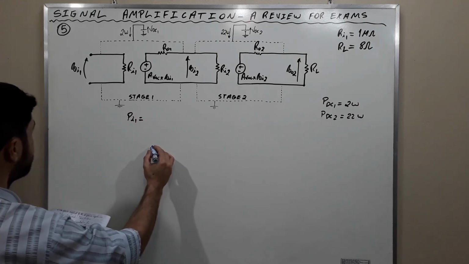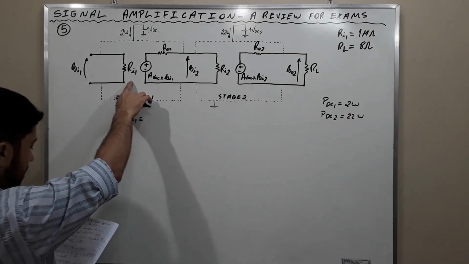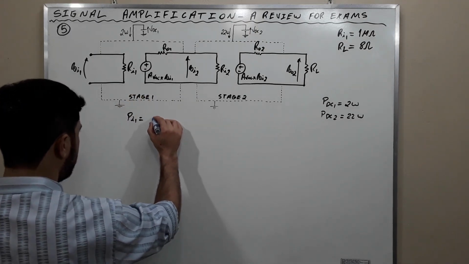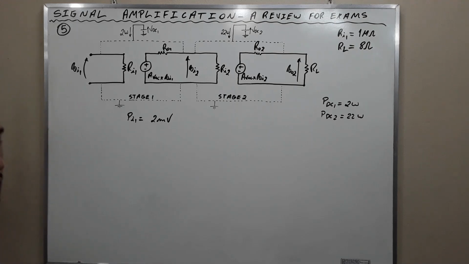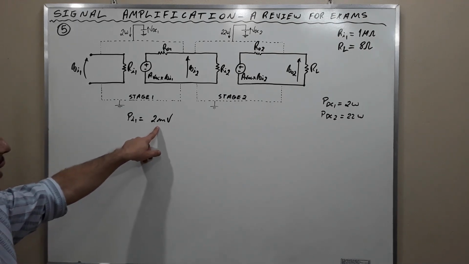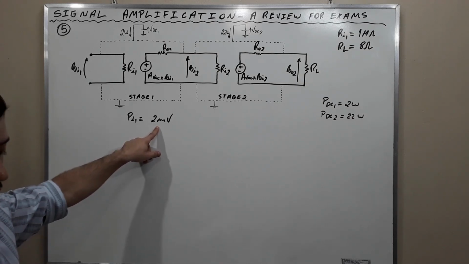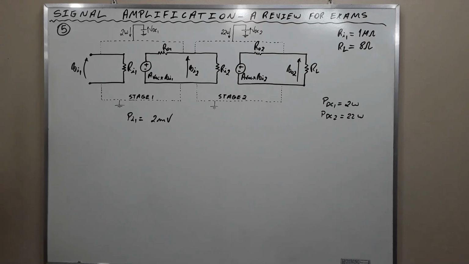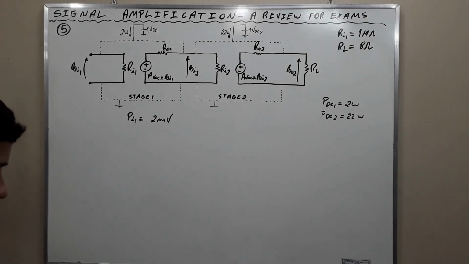PI1, okay? The input power, which is also the dissipated power on RI1, is 2 millivolts. We don't have to divide it by the square root of 2 as we did in the previous exercise, because exercise 5 already stated that this value is RMS, okay? It is not peak. So, as it is already RMS, we don't have to divide it by the square root of 2.